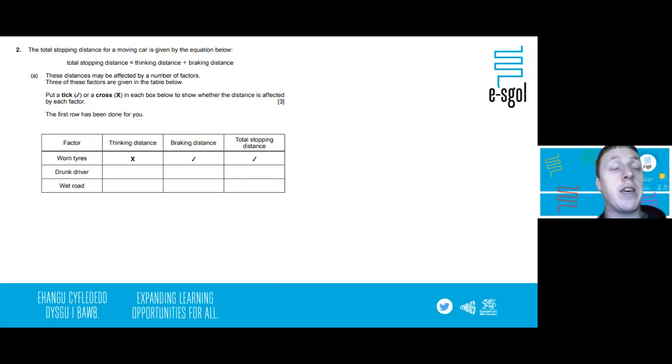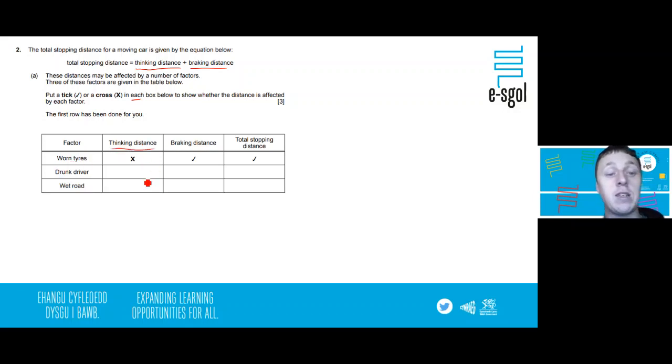So what we have is a statement that the total stopping distance can be calculated with the equation below, which is the thinking distance plus braking distance is equal to that total stopping distance. And we have a 3-mark question to put a tick or a cross. So that means do not leave them blank because you put one or either in each box. So that means every box must be filled to show whether the distance is affected by each factor. So we have our factors here. Worn tires has been completed for us.